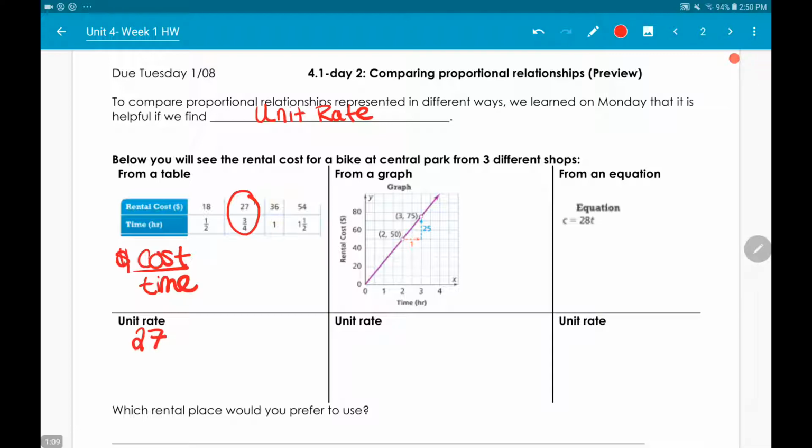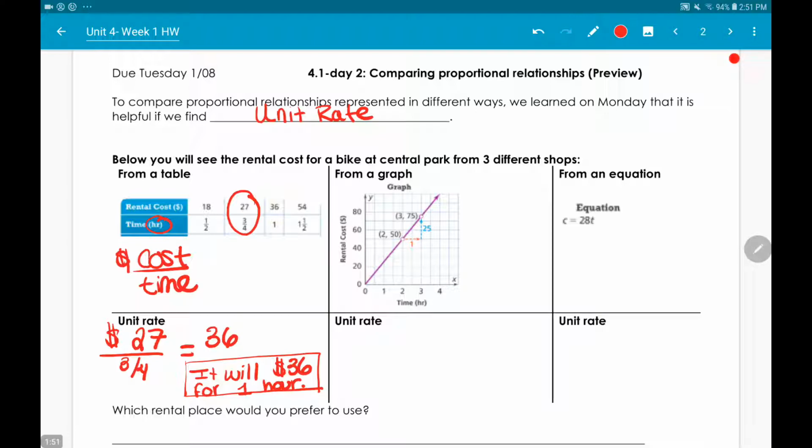My unit rate would be the cost, so $27 over the time, which is 3/4. Now on my calculator, I'm just going to go ahead and divide that. So 27 divided by 3/4 is 36. Now what does that 36 mean? It means it will cost $36 for 1 hour. And I know it's hour because of this little symbol right here. Okay, so that's the unit rate for store 1. Let's look at the next one.